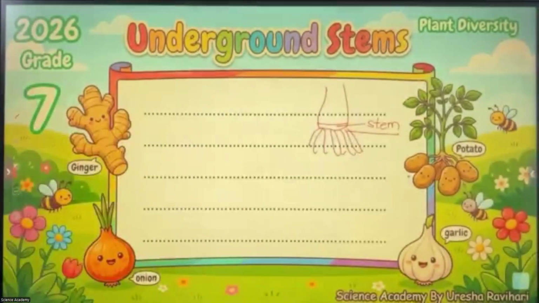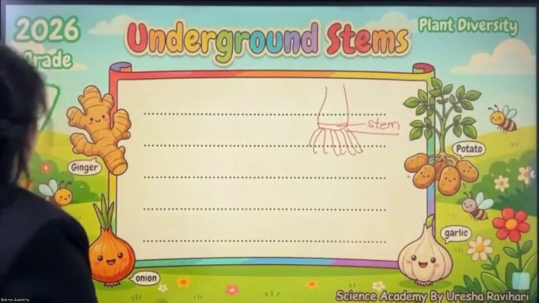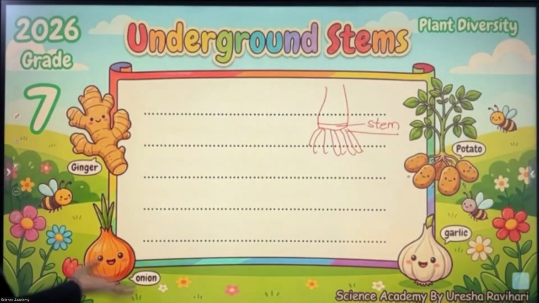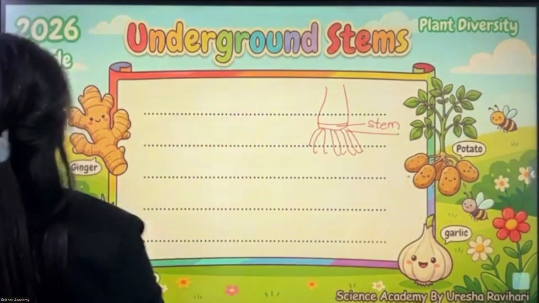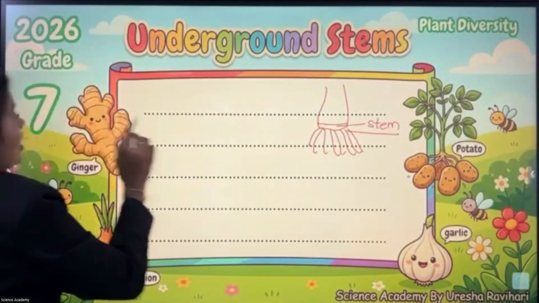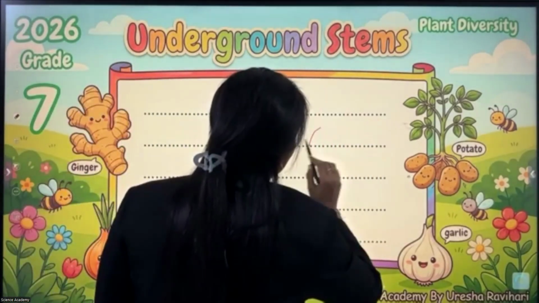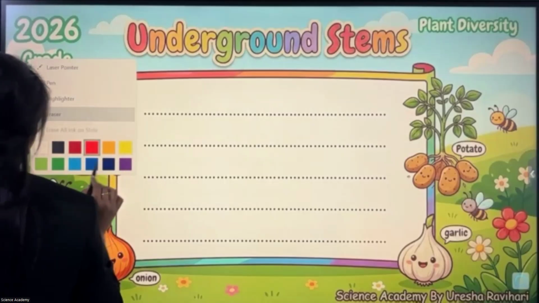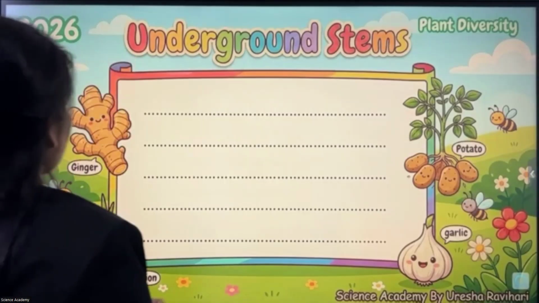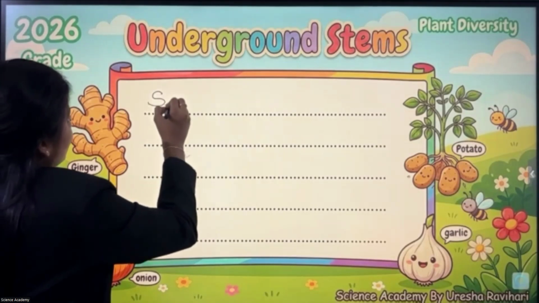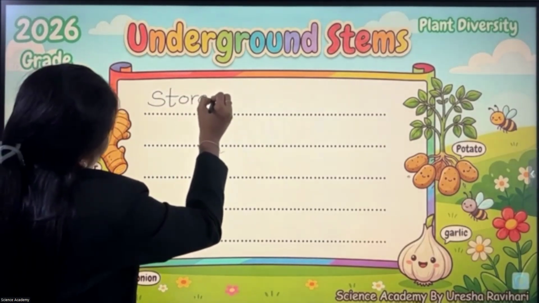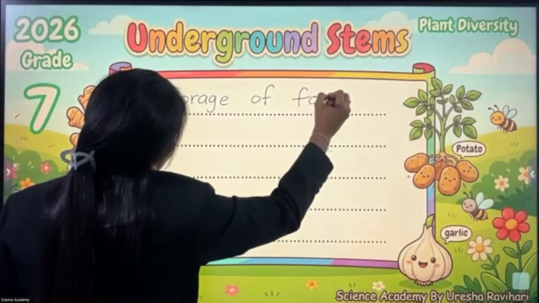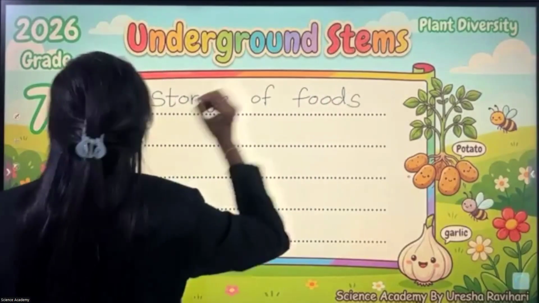Likewise, children, now I have mentioned the examples of underground stems: ginger, onion, garlic, potato, leeks. Here, first of all, children, we will write down the functions of these plants' underground stems. We can write down storage of foods.